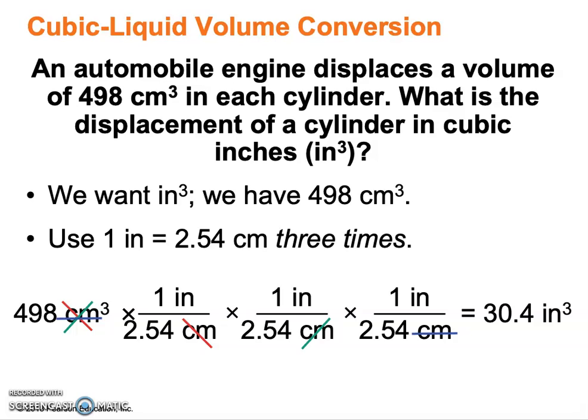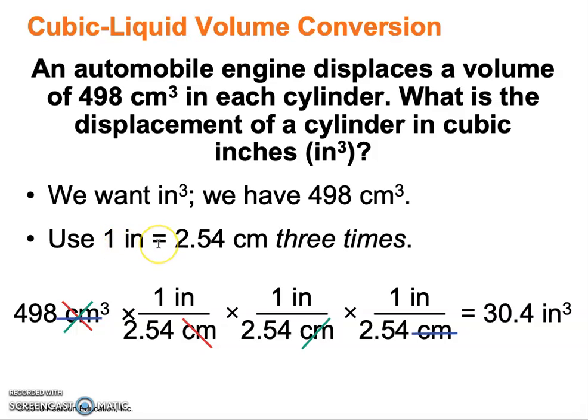Let's look at one example of cubic and liquid volume conversion. An automobile engine has a displacement volume of 498 cubic centimeters in each cylinder. What is the displacement of a cylinder in cubic inches? So now you convert cubic centimeters to cubic inches. You want the final unit in cubic inches, and the given unit is cubic centimeters. We're going to use the unit equation.